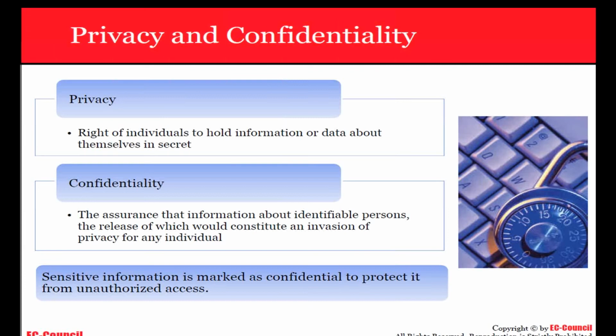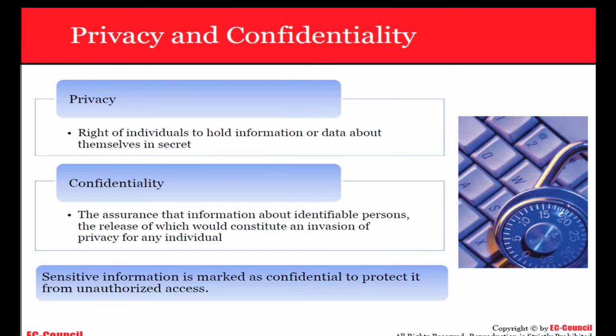Privacy and confidentiality. So this is like goal and purpose as well. Privacy and confidentiality sound very similar, right? What is privacy? The right of individuals to hold information or data about themselves in secret. I read it because my explanation is not going to be better. What is confidentiality? The assurance that information about identifiable persons, the release of which would constitute an invasion of privacy for any individual.